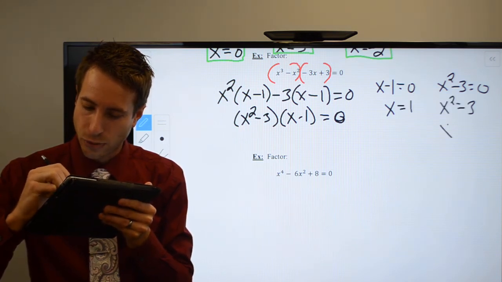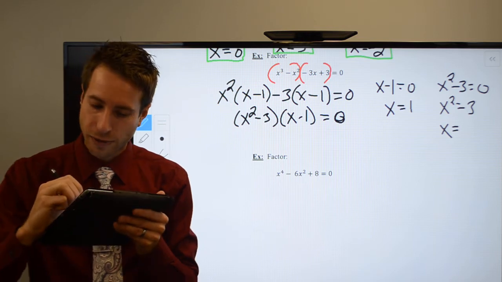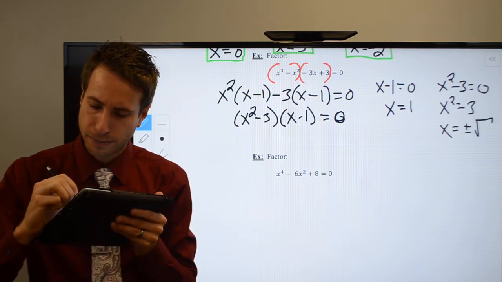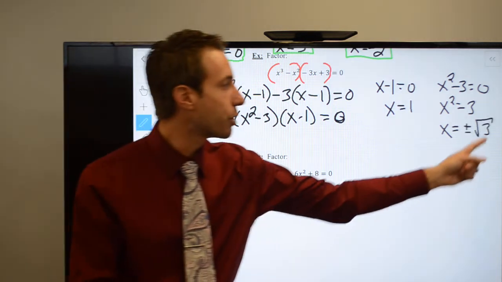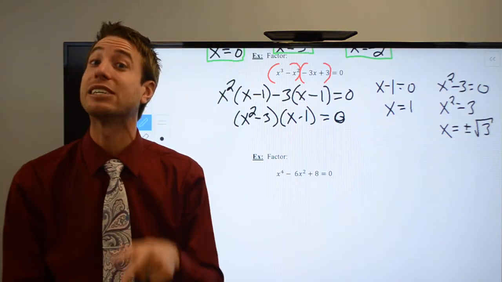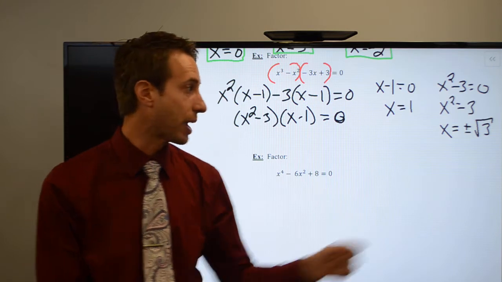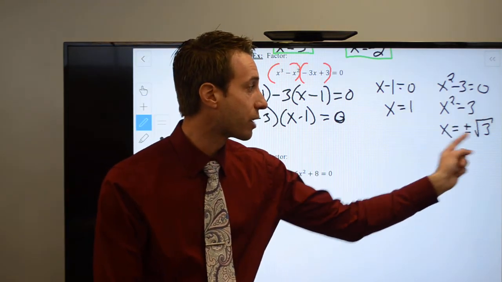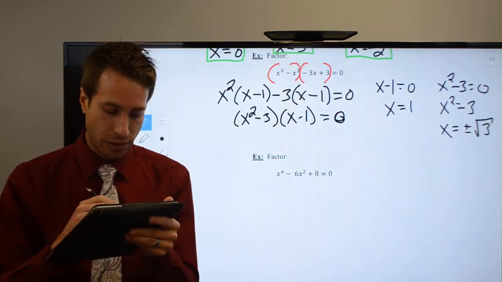X squared is equal to 3. Take the square root of both sides. Don't forget your plus or minus. We're taking the square root of 3, which is not a perfect square, so go ahead and leave it as a radical. And also, please recognize it represents 2 answers. I have plus the square root of 3 and minus the square root of 3.